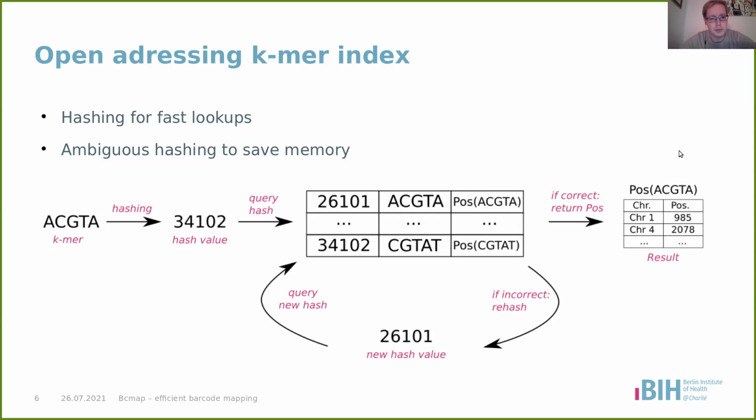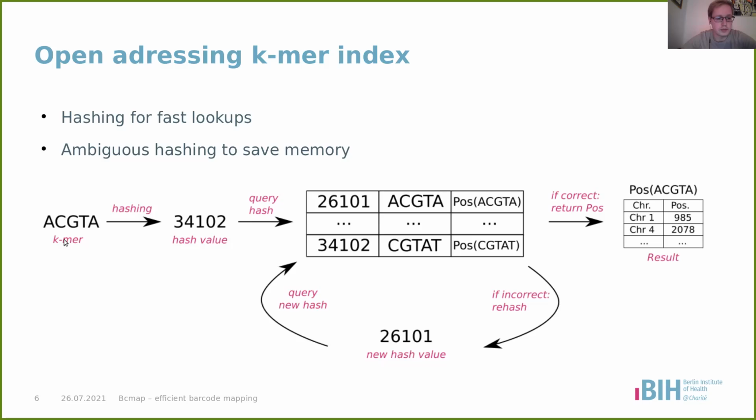So the first thing I mentioned is the OpenAddressing KMA index of the reference. OpenAddressing indexes are state of the art, but for those who aren't aware of them, I will quickly explain it. Like a regular hash table, we use hashing for fast lookups, but unlike a regular hash table, the hashing is ambiguous. So there is not a position in the table for every possible KMA.